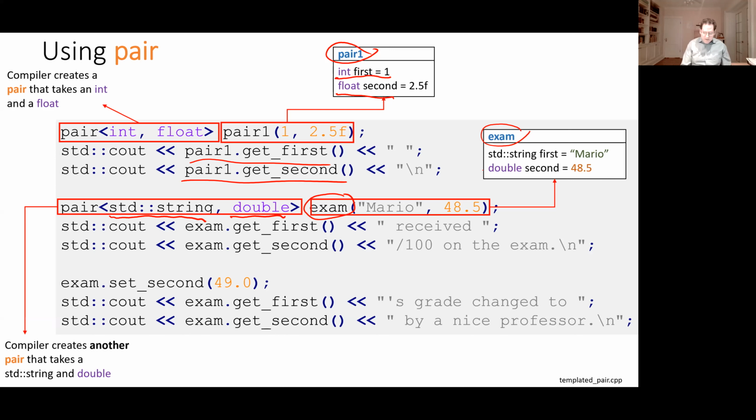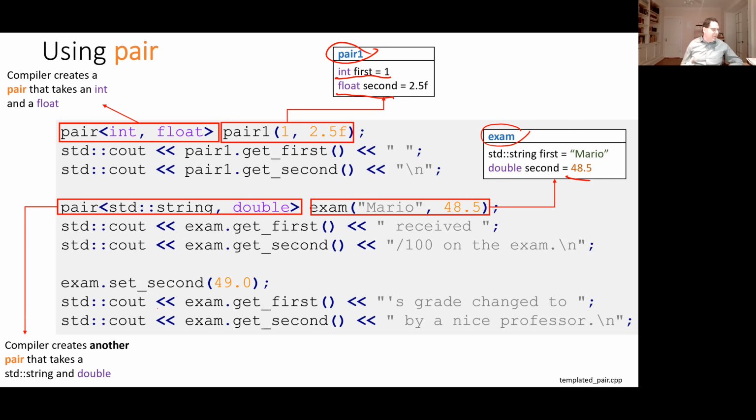But I can take exam and just use all my member functions on it normally. So I can print out the first, print out the second. I can update the entry for the second variable and so on. Does that make sense? Okay, so a couple questions here I see.